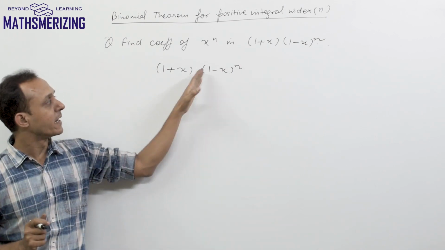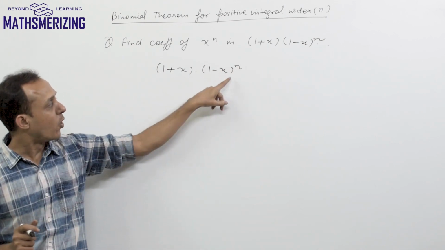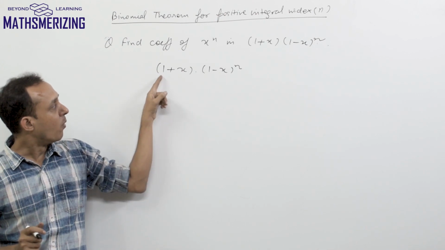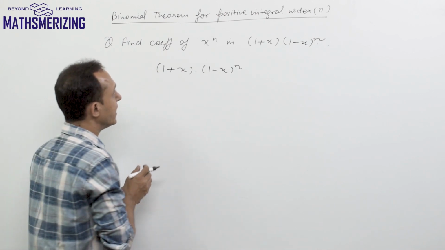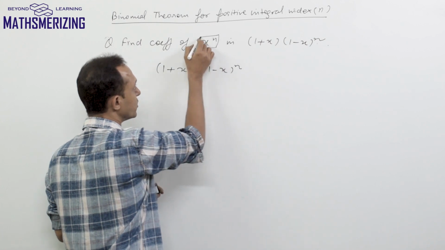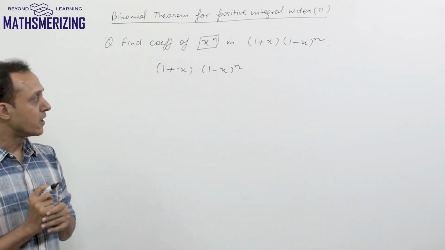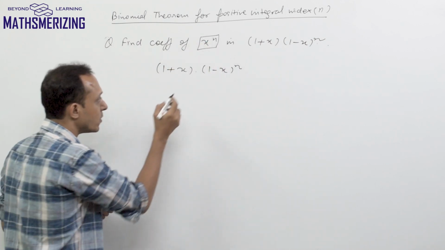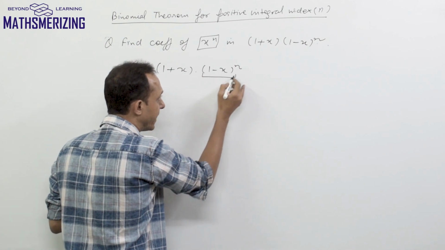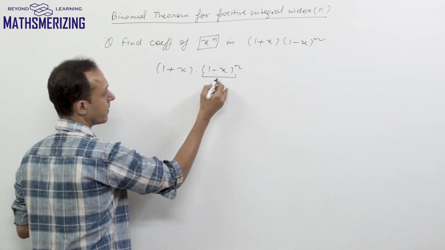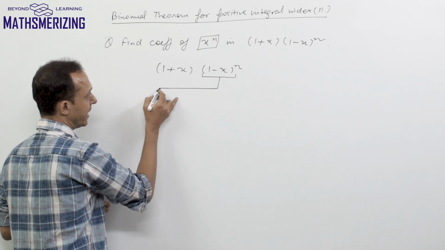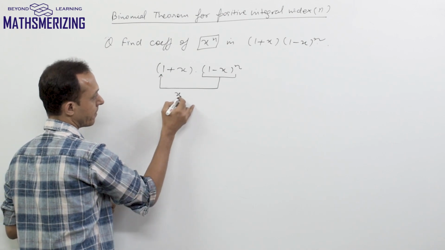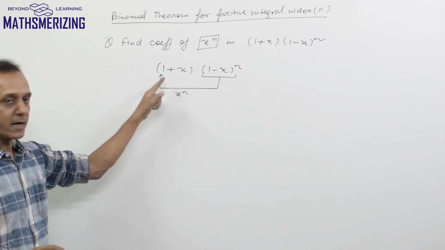So whatever expansion I'll get from (1 minus x) to the power n, all these terms will get multiplied with (1 plus x). Now in this question, I need to find the coefficient of x to the power n. When do I get the coefficient of x to the power n? From this series, when x to the power n gets multiplied with 1, I'll get the coefficient of x to the power n.